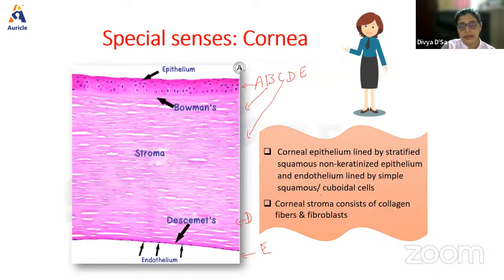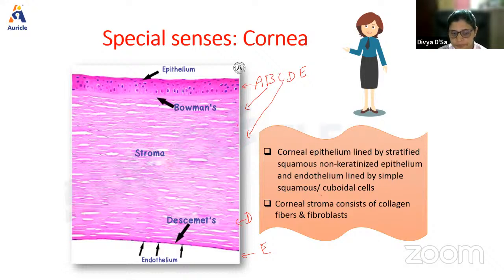So A, the anterior epithelium, is the stratified squamous non-keratinized epithelium. Then we have the outer limiting membrane, which is called the Bowman's membrane. Then we have the corneal stroma, which is made up of collagen fibers and fibroblasts. These fibroblasts are also called the corneal corpuscles or keratocytes. So you should remember that.